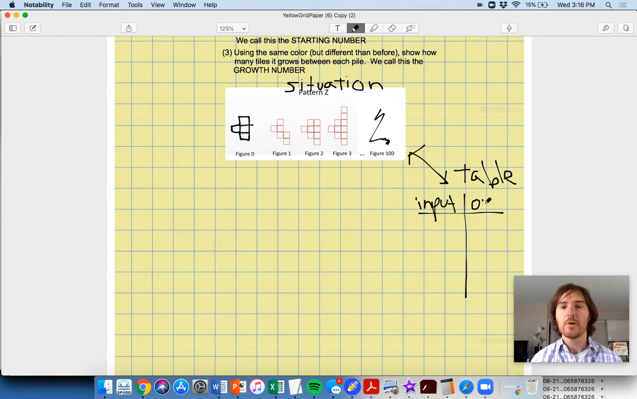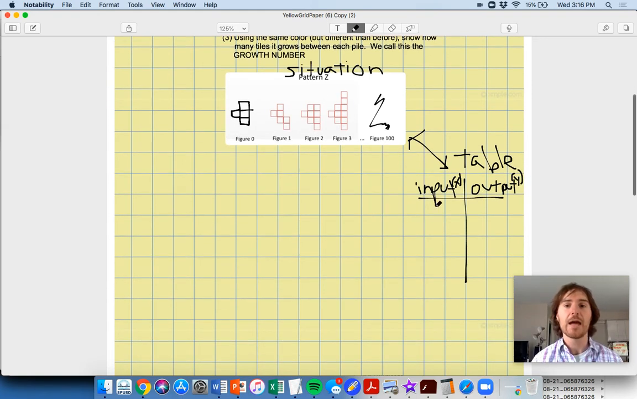And we have our output here, and this is how we can create an in-out table. Input is X, and output is the Y variable. Again, we'll review what variables are once we get into class here, okay? So our X variable here, input is figure 0, so we have 0. And again, you just have to count here. We have 4 tiles there at figure 0.